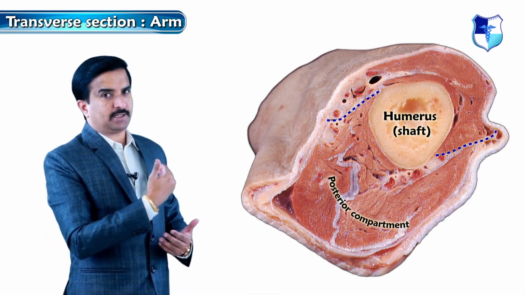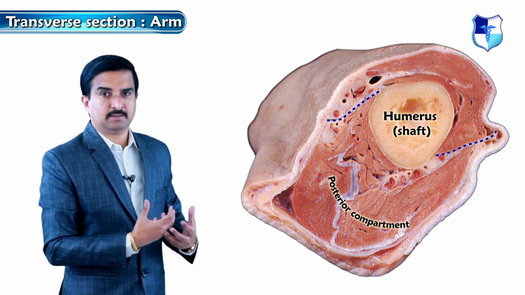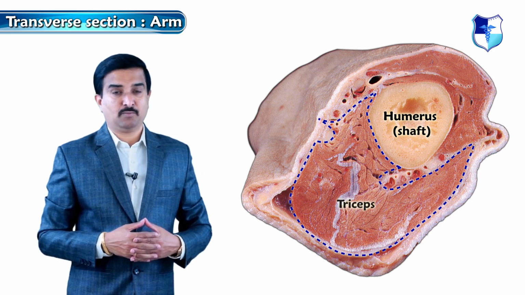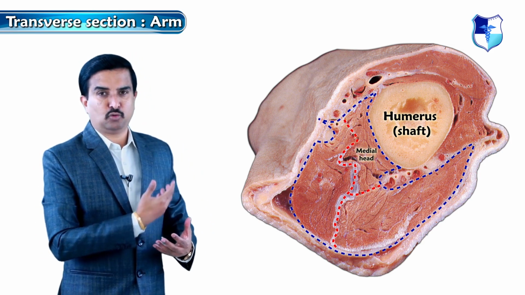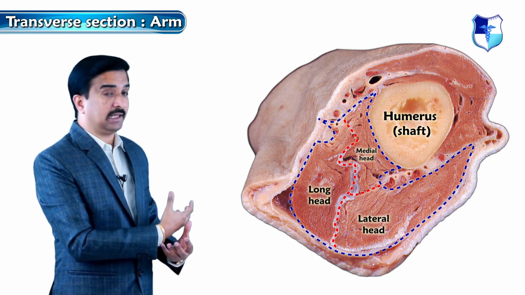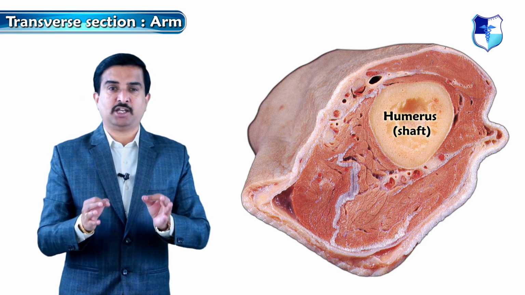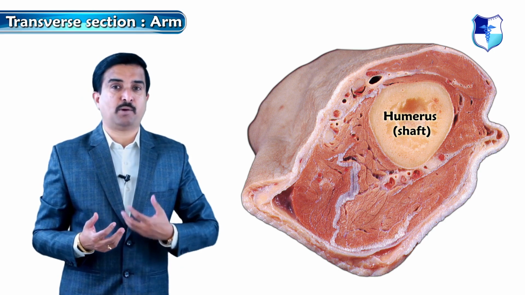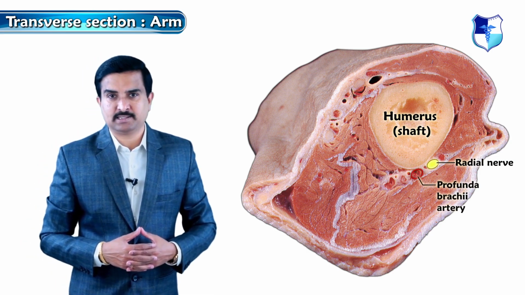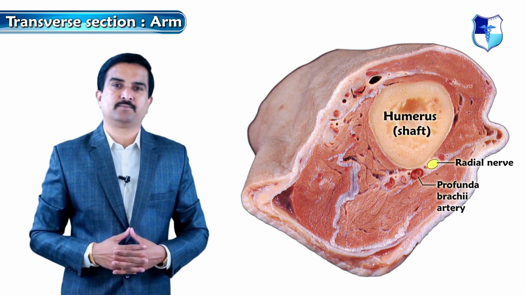And when we appreciate the posterior compartment, the muscle is bulky. This bulky muscle is formed by the triceps, where we have the medial head, lateral head, and long head. All the three heads are clearly seen in this picture. And this section is taken at the radial groove or spiral groove, which contains the radial nerve and profunda brachii vessels, which are in close association with the shaft of the humerus.